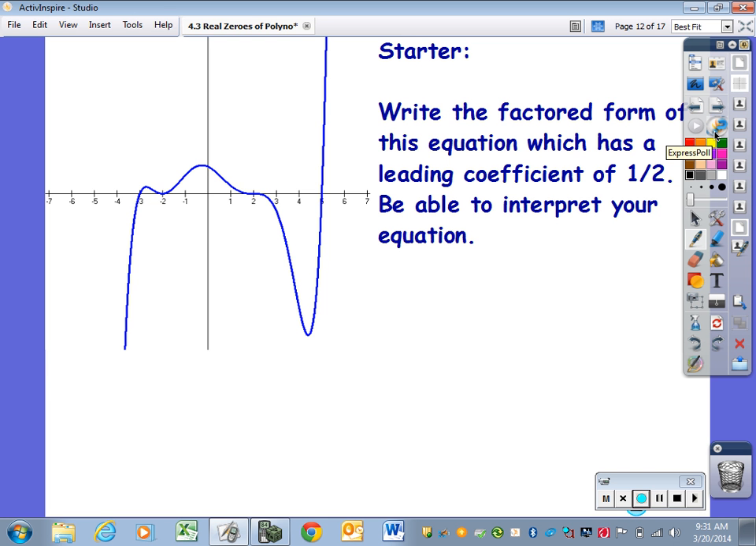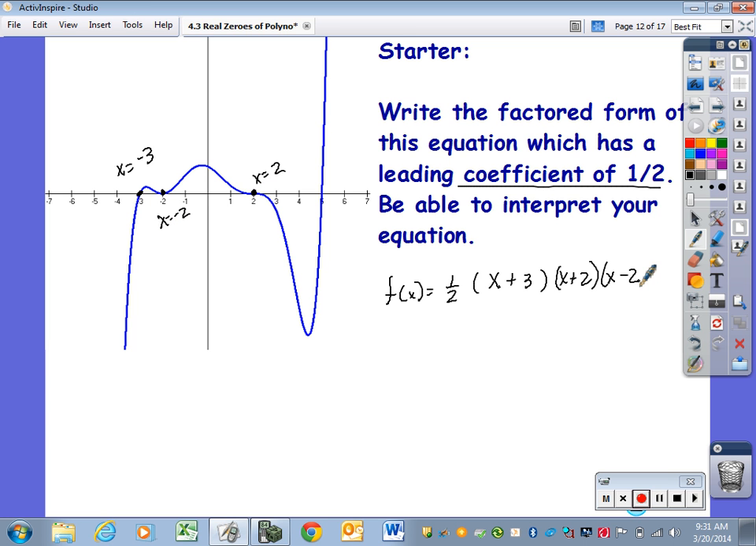All right, here's where we're going to start. It tells you your leading coefficient is 1/2. You have a 0 at -3. So that is x plus 3. You have a 0 at -2. You have a 0 at +2. And you have a 0 at 5.